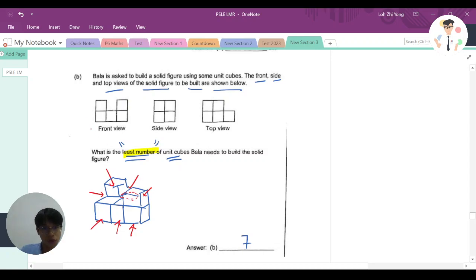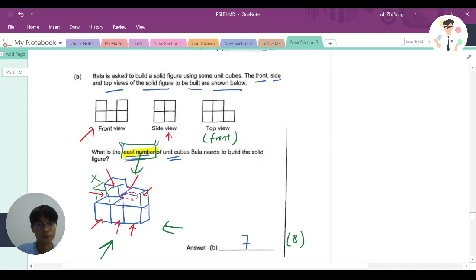And you try to compare. Front view is from here, side view from here, and top view from the front. Then you'll see it's exactly something like this. A common mistake that a lot of students make is probably putting 8, because they will usually draw one more here, which is actually not supposed to be there because they're asking for the least number. So that will be the views of the solid.